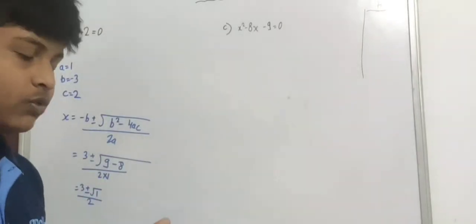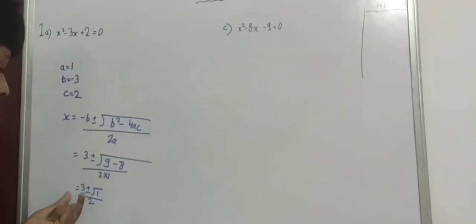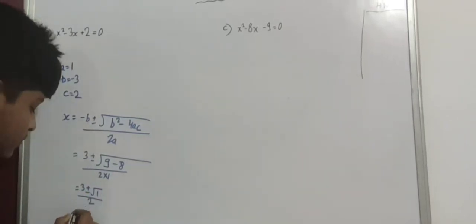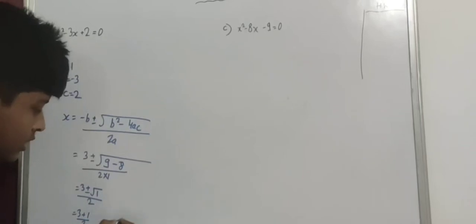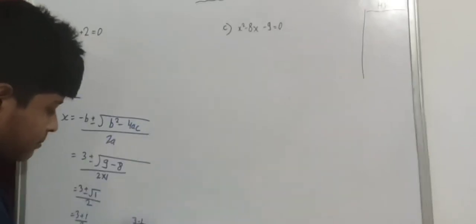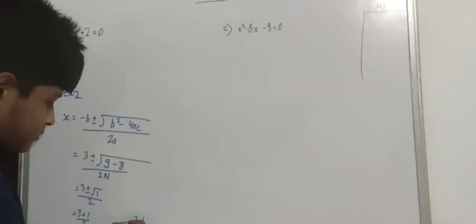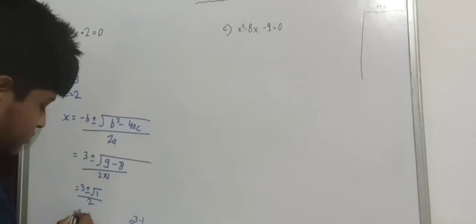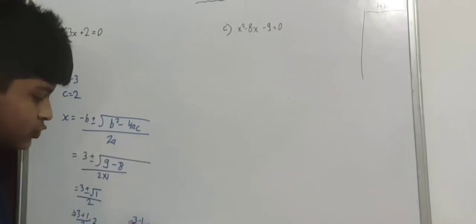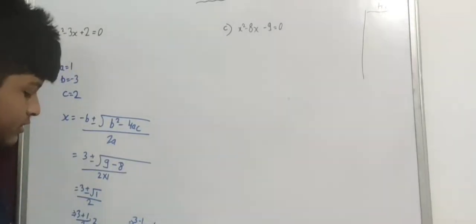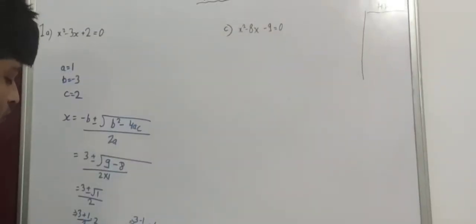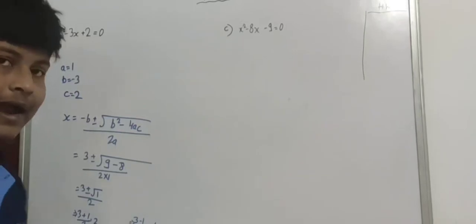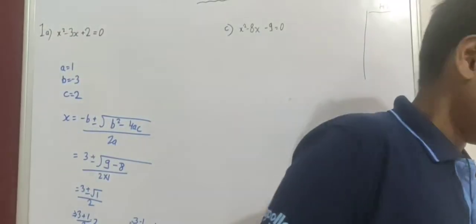So plus and minus, there are two options. You have to solve with plus also and with minus also. So we have 3 plus 1 because under root of 1 is 1 and square of 1 is 1. So we have 3 plus 1 by 2 and 3 minus 1 by 2. So 3 plus 1 by 2 means 4 by 2 is equals to 2, and 3 minus 1, that is 2 by 2 is equals to 1. So the two roots are 2 and 1, in which both are positive.